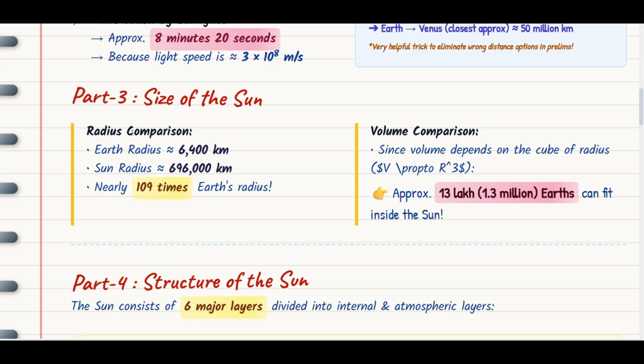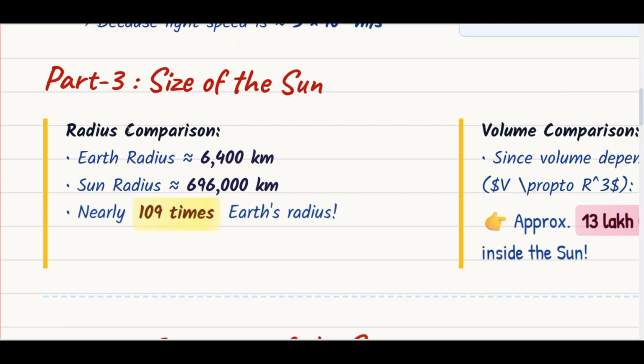Here is the size of our sun, comparing the radius. Earth radius is 6,400 kilometer. Sun radius is 6,96,000 kilometer, guys. I am talking about the radius, not the diameter, just half the side of the earth or sun. It is nearly 109 times the earth radius.